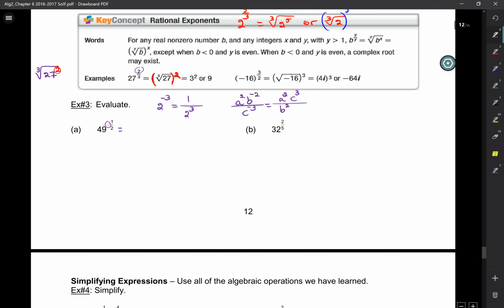So 49 to the -1/2 then will be 1 over 49 to the power of +1/2, right? And what's exponent of 1/2? It's going to be the square root of 49. Well, but it's going to simplify now. What's the square root of 49? 7. So this will be 1 over 7. But you're right. If it was something that wouldn't come out of the root, then you would have to rationalize.